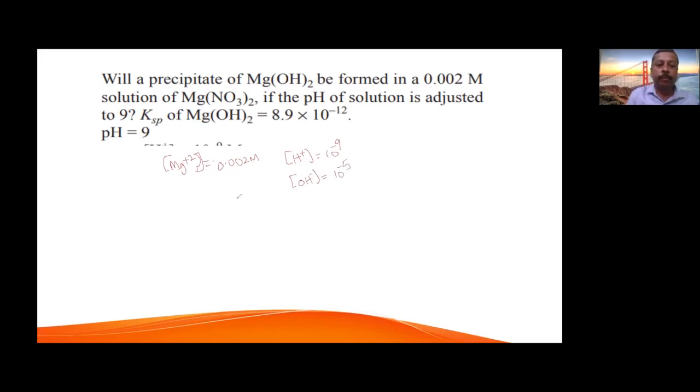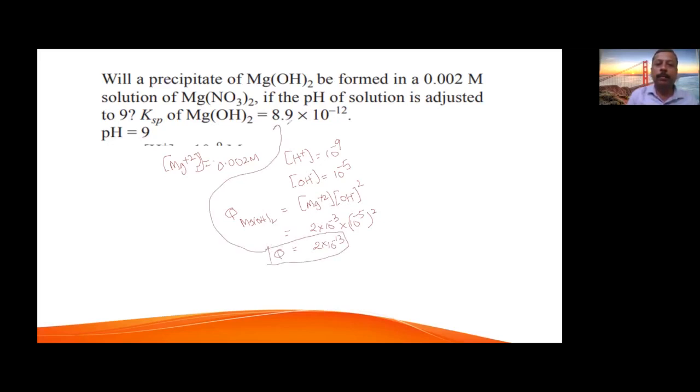Now we have to find out Q. Q of Mg(OH)2 will be equal to the concentration of Mg2+ into the concentration of OH minus whole square. So the concentration of Mg2+ is 2 into 10 to the power of minus 3, into OH minus, which is 10 to the power of minus 5, whole square. So 2 into 10 to the power of minus 10 and 3, that is 10 to the power of minus 13. So this is Q.